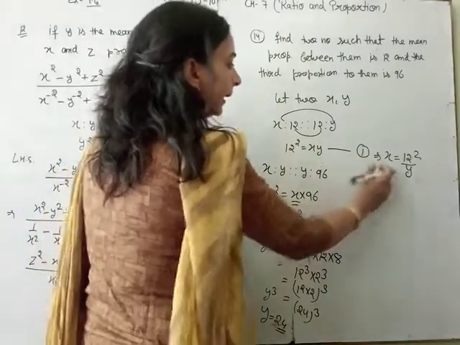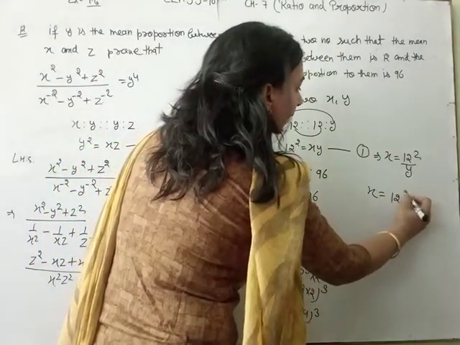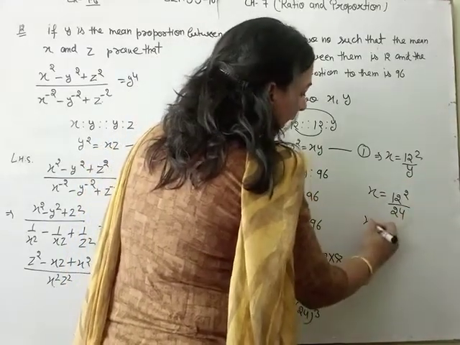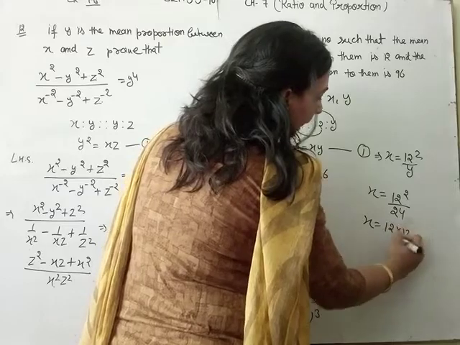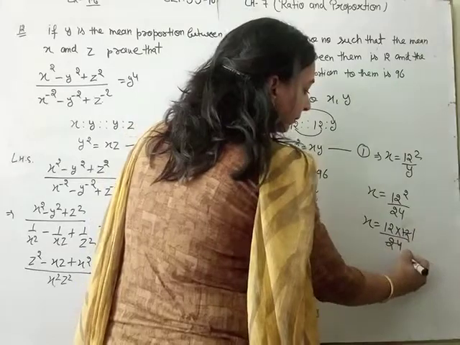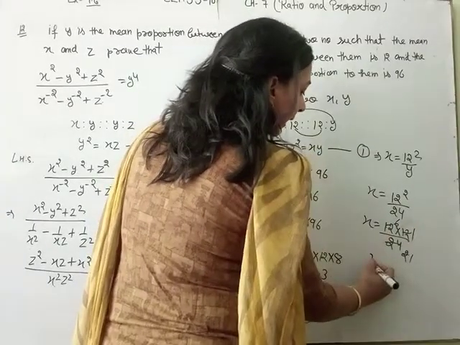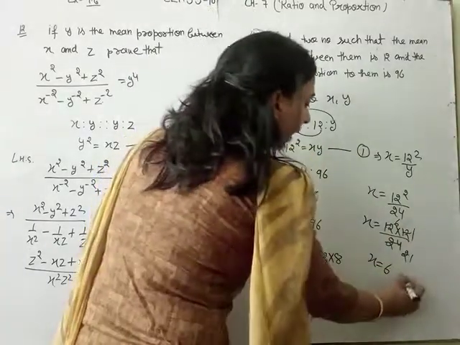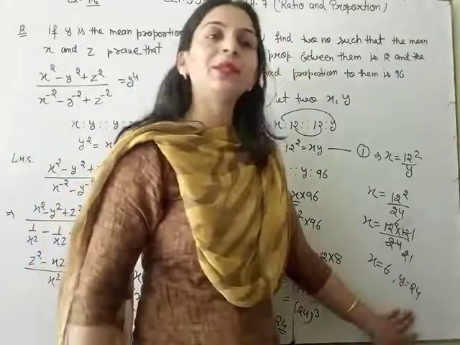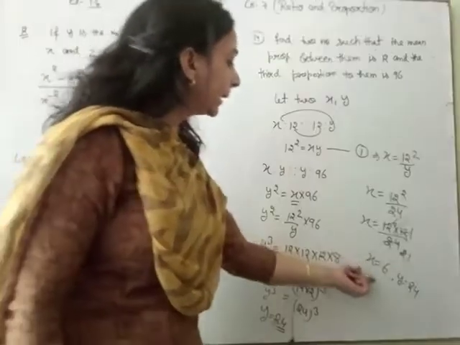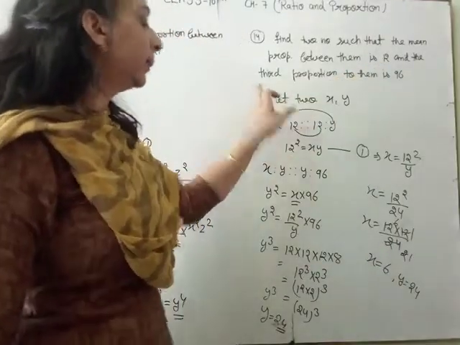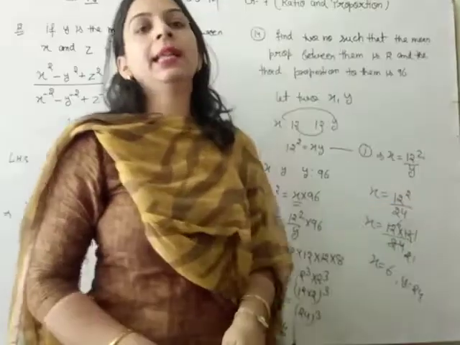Then from this, x equal to 12² divided by 24. In place of y we write 24. Then x equal to 12 multiply 12 divided by 24. Okay. 12 ones are 12, 2 twos, then 2 ones 2 6, x equal to 6, and y equal to 24. Then two numbers, first is 6 and second is 24. The mean proportion between 6 and 24 is 12, and the third proportion between 6 and 24 is 96.